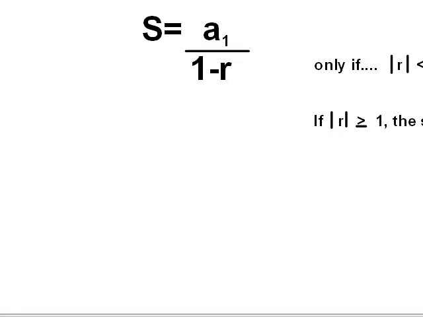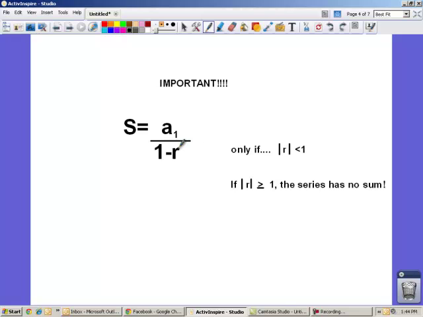All right, here's a very important rule for the entire section. We have S equals A1, which is still your first term, over 1 minus R, and R is that ratio. Now here's the most important part. There's only going to be an infinite geometric series if the absolute value of R is less than 1. If it's more than or equal to 1, the series will have no sum.